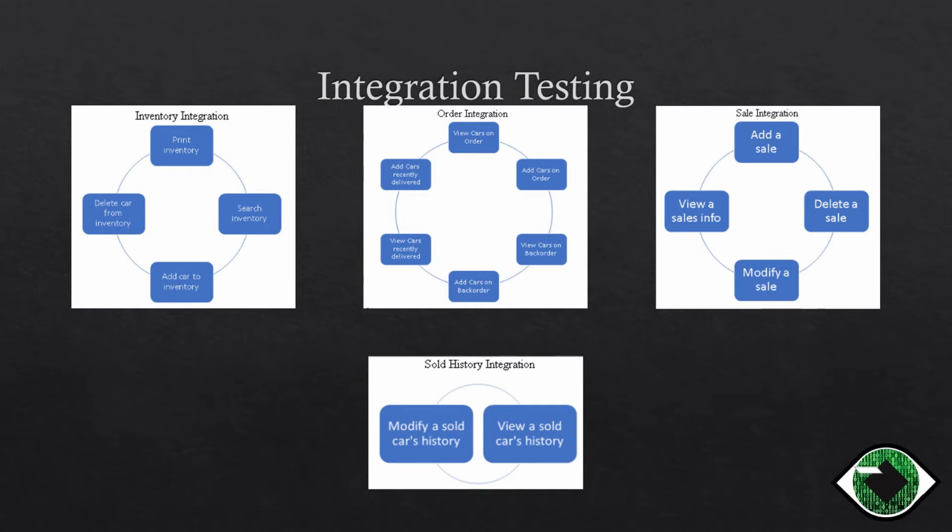The next group that was similar is our order integration. This consists of our view cars on order function, add cars on order, view cars on back order, add cars on back order, and view cars recently delivered and add cars recently delivered. For this, I added a car to each of the 3 sections, being order, back order, and recently delivered. And then after each of those, I went on to view cars in each of those 3 sections.